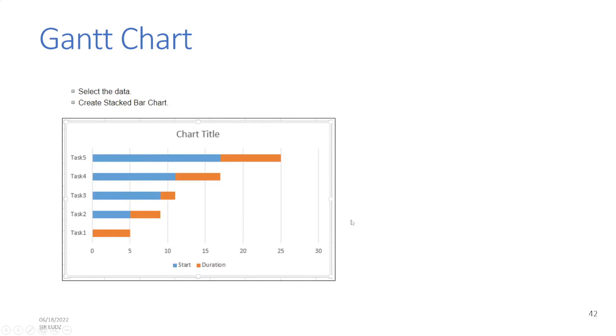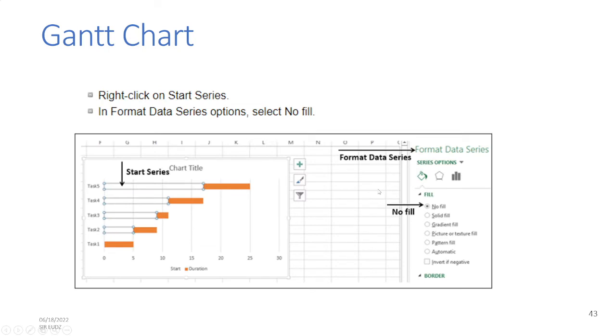Select the chart, create stack bar chart. So this is the chart, appearance of the chart. Right click on start series. So the start series. In the format series option, select no fill. So no fill. So that will be the appearance.